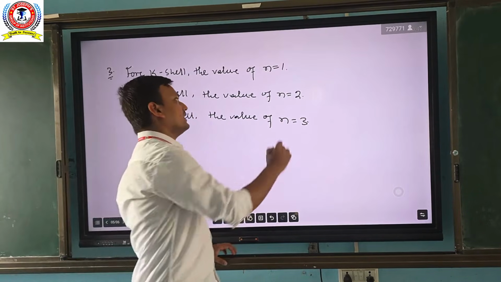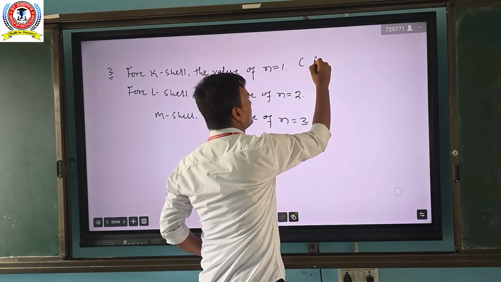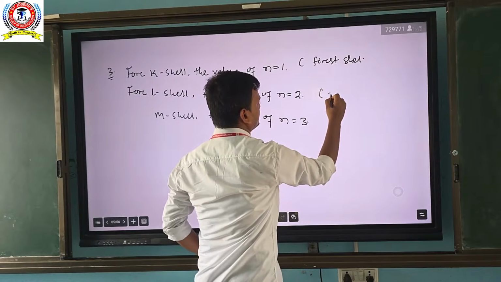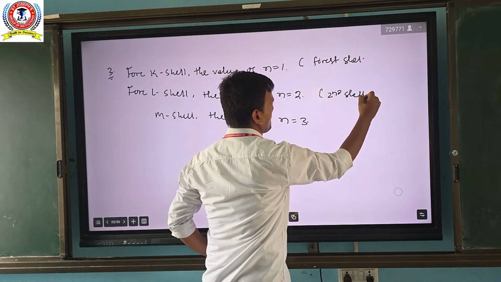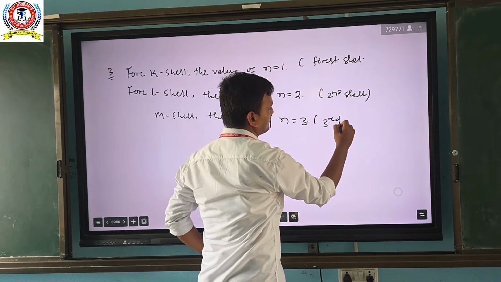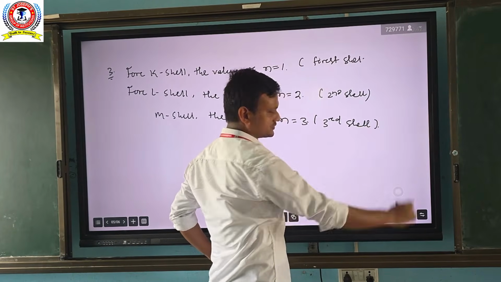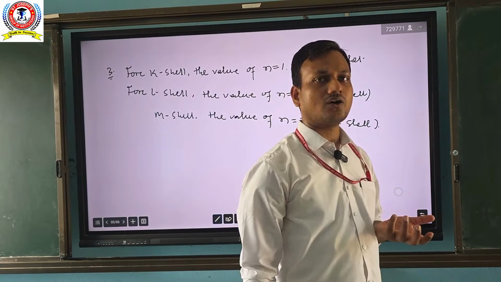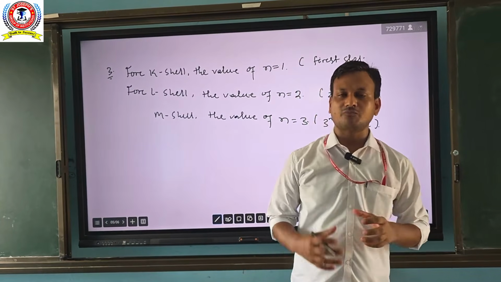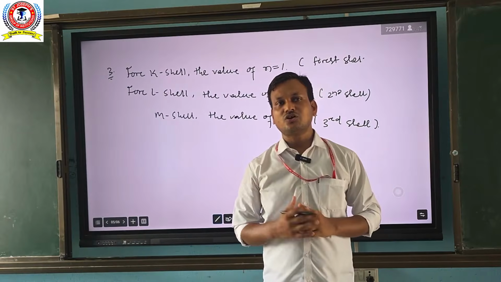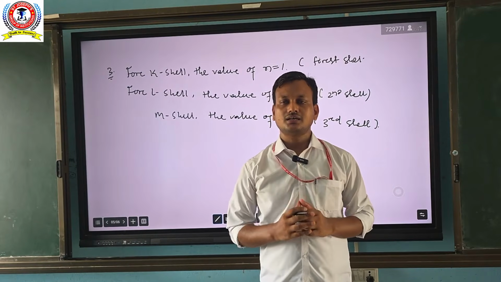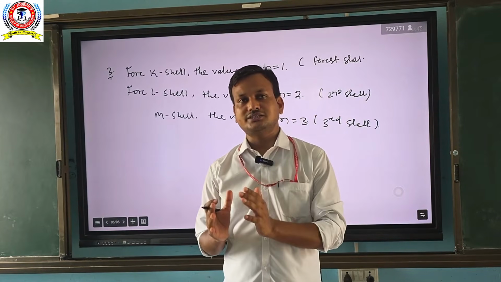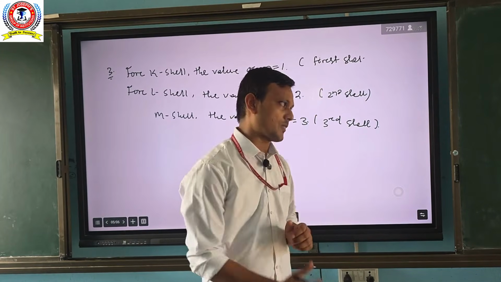When I say n is equal to 1, this is called the first cell, and this is your second cell, and after the second cell, the third cell comes. That means n represents the cell, or n gives an idea about the cell. When n is equal to 1, this is the first cell; n is equal to 2, the second cell; n is equal to 3, this is your third cell, and so on. Okay.